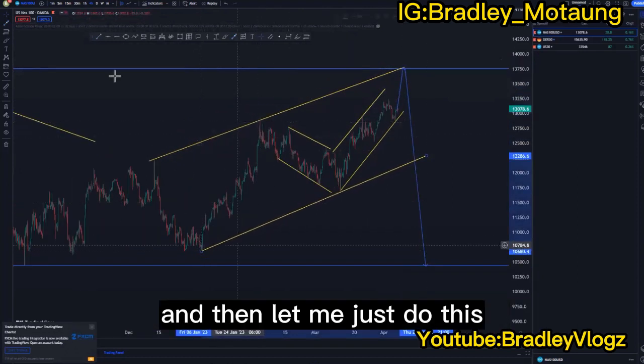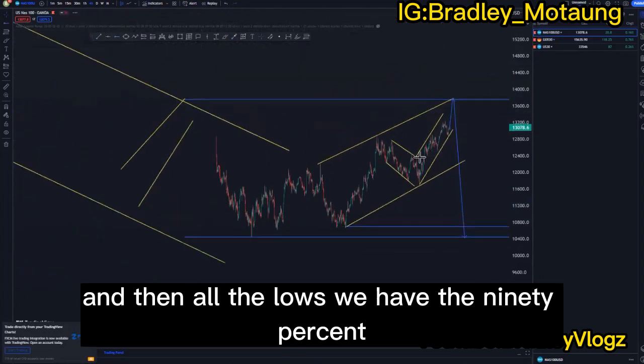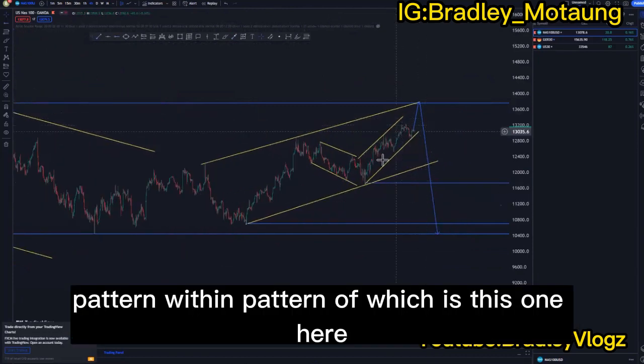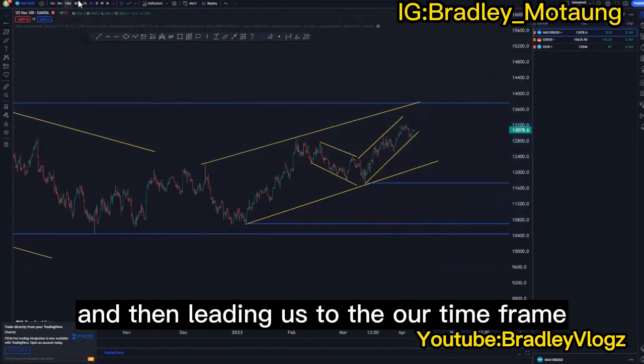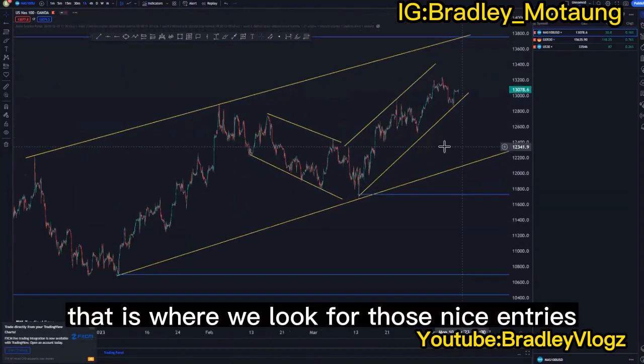And then let me just do this. And then on the lows, we have the 90%. And then we have the 90% of that pattern within pattern, which is this one here. Now let me just remove these drawings, leading us to the hour time frame, that is where we look for those nice entries.